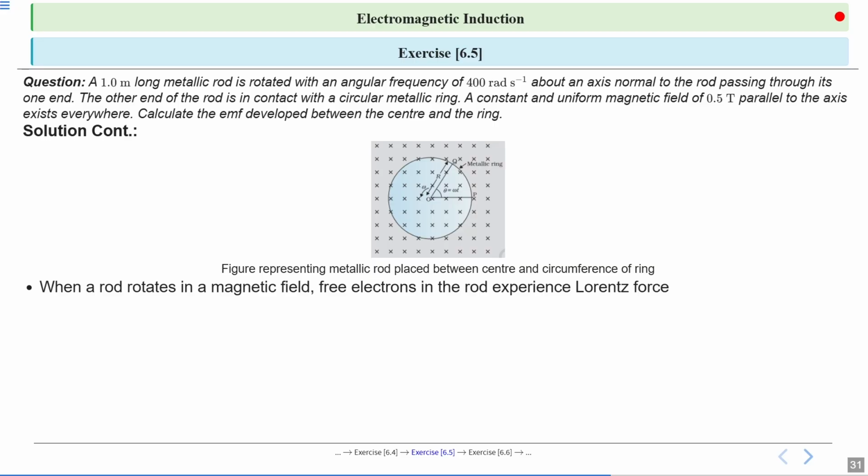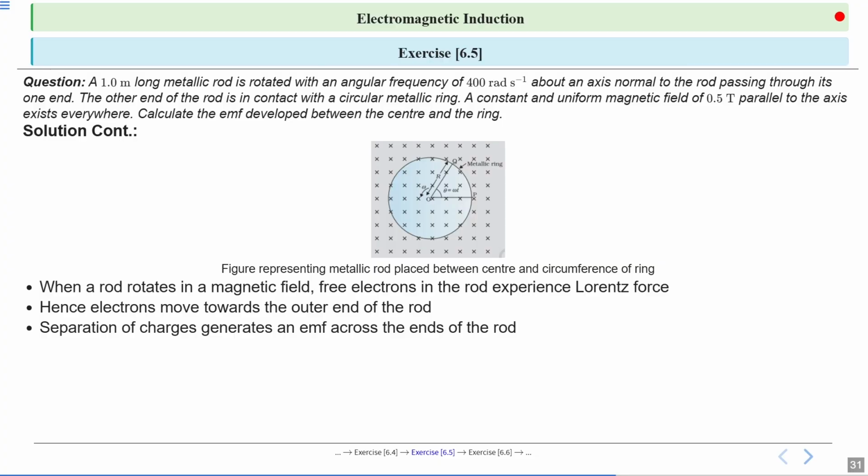But here the free charges are electrons, in this metallic rod. So it is minus q, and the direction of force will be reversed for electrons. It will be towards Q. Hence electrons move towards the outer end of the rod, towards Q. Separation of charges generates an EMF across the ends of the rod. So separation of charges is there, and EMF is induced.